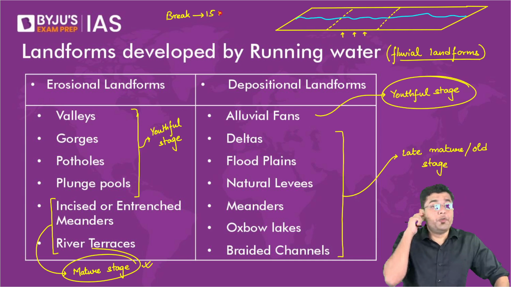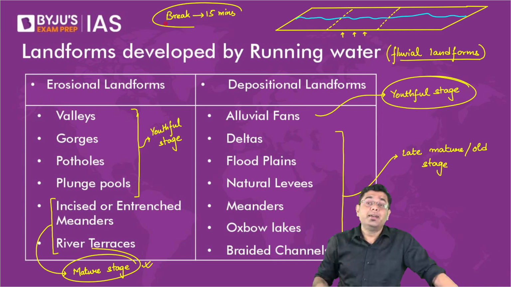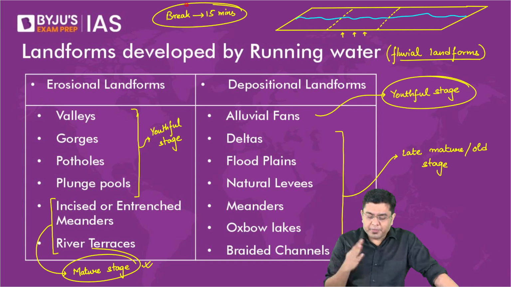How will the river flow be impacted if the land gets uplifted? Will the river stop moving or will there be no effect at all? Think about it in that parameter. Okay.